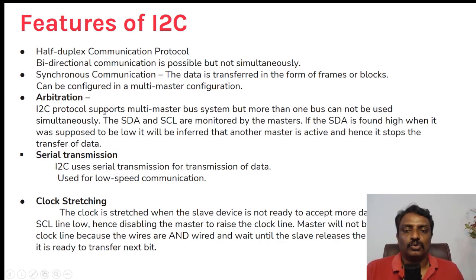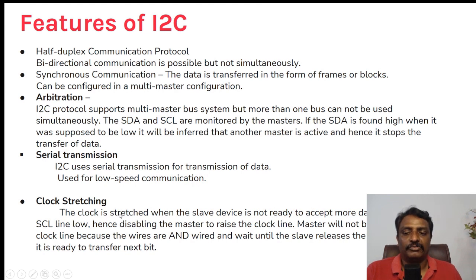So it could have multiple masters, and it could judge if the SDA line is found high. The other master can understand that some other master is active, and hence it stops the transfer of data. So arbitration is there. It is for low speed communication within a PCB, to connect with multiple I2C devices. It could connect with more than 1,000 devices, and it also has clock stretching.